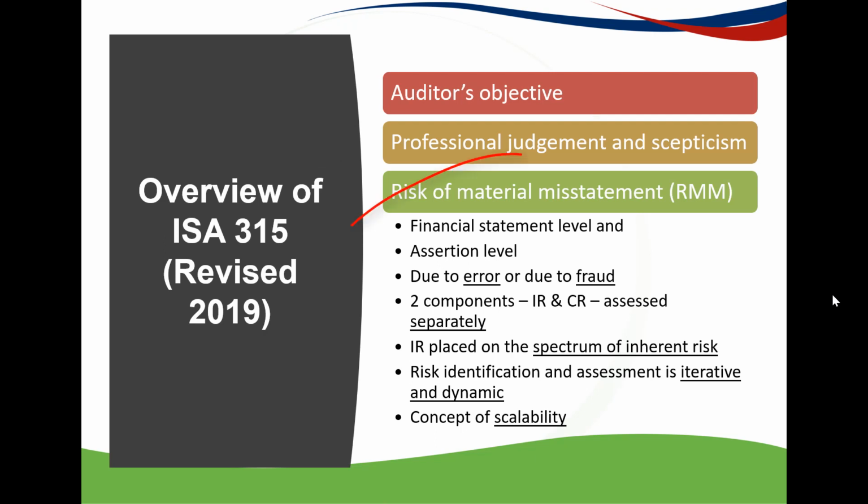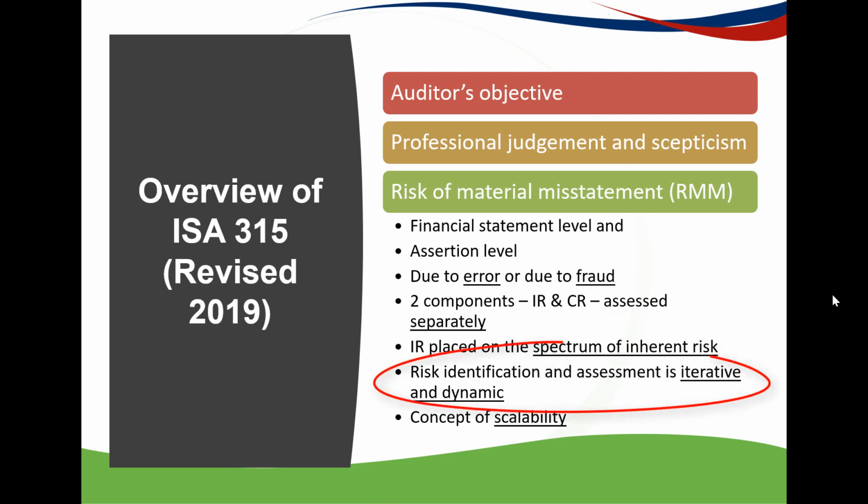The auditor should identify and assess risk of material misstatement at two levels, namely the financial statement level and the assertion level, and it can be assessed either due to error or due to fraud. And remember, there are two components to which risk of material misstatement can be identified, and that is the inherent risk component and the control risk component, and it should be assessed separately. Inherent risk should always be placed on the spectrum of inherent risk, and I will go into a bit more detail so that you can understand this concept later on.